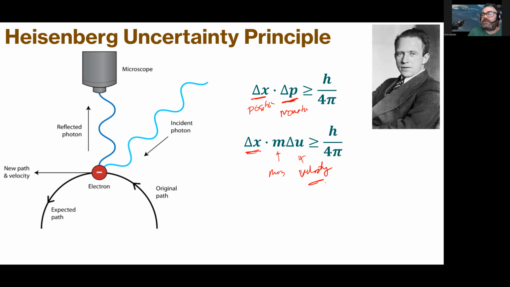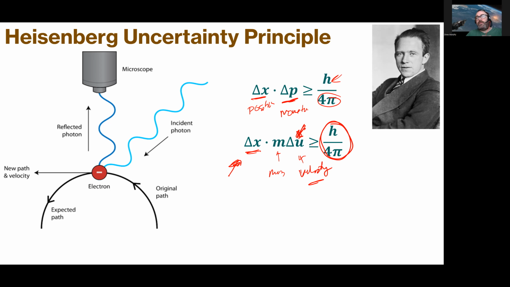And if we think about this, that's Planck's constant. 4 pi is just a number, so this whole side is a constant. If you want to know the position precisely, if you get this to be very, very small, then this number ends up being very large because they have to be equal to a constant.